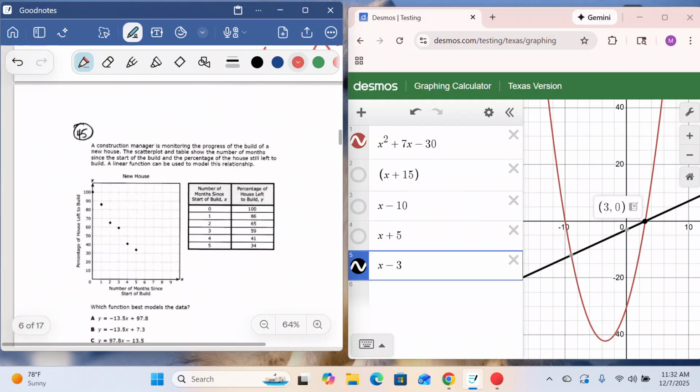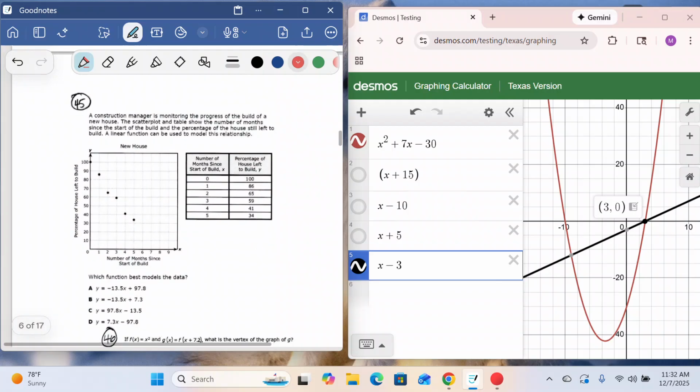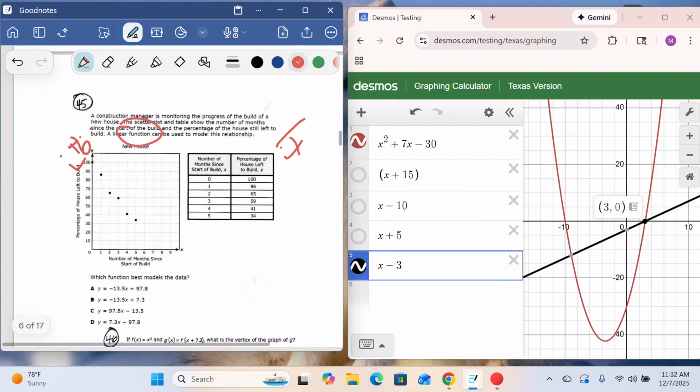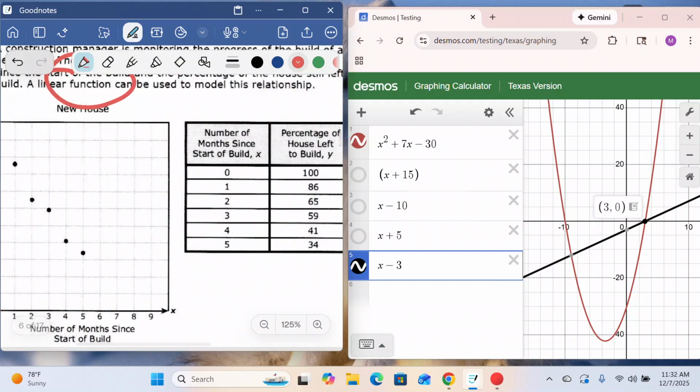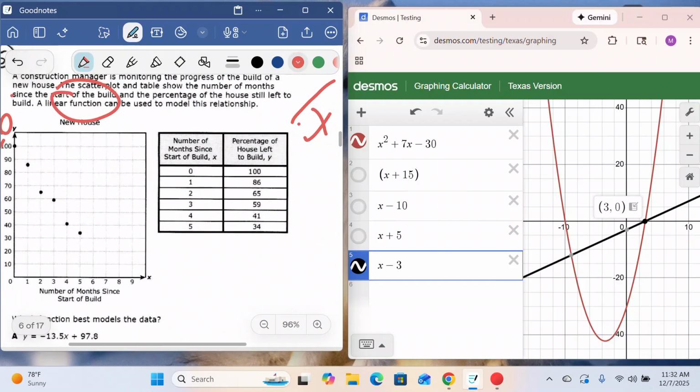If I look at my next one, number 45, they're asking which function best models the data. Again, they give you a table and a graph. So here is a graph, and this is a table. My recommendation: it says it's a linear function, so we know it's a line. The graph might confuse you, so I would recommend using this table in Desmos and letting Desmos do the work.